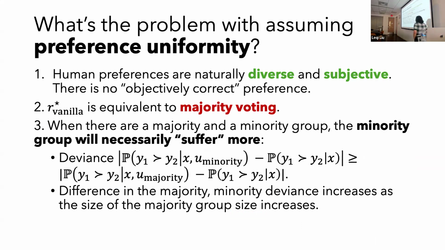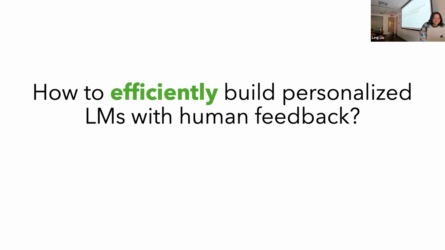Okay. So the third consequence is that suppose there's a mixture of preferences, so we have a minority group and a majority group. Then the deviance between the minority group's preference and the assumed uniform preference is going to be higher than the deviance between the majority group's preference and the assumed uniform preference. And in particular, the difference between these 2 deviances will increase as the majority group size increases. So these are very direct implications and calculations.